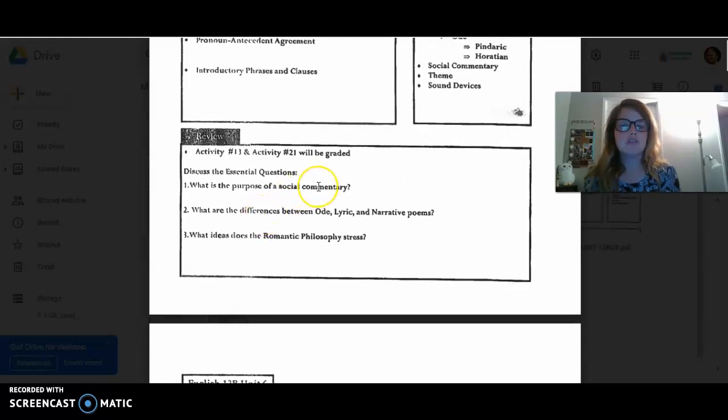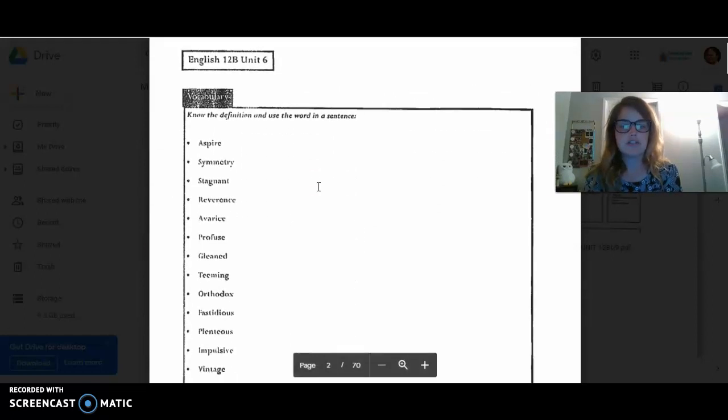So what is the purpose of social commentary? Usually to highlight an issue that we're having in society. What's the difference between ode, lyric, and narrative poems? And then what does the romantic philosophy stress? So those are a couple of ideas.